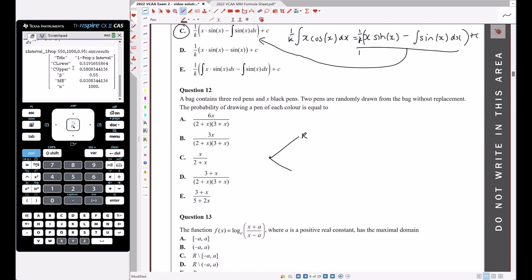So we've got red and black. So initially we have X plus 3 pens in total. 3 of them are red, so the probability of getting a red is 3 over X plus 3, and the probability of getting a black is X over X plus 3. Okay, we're drawing 2 pens, and we're drawing them without replacement.